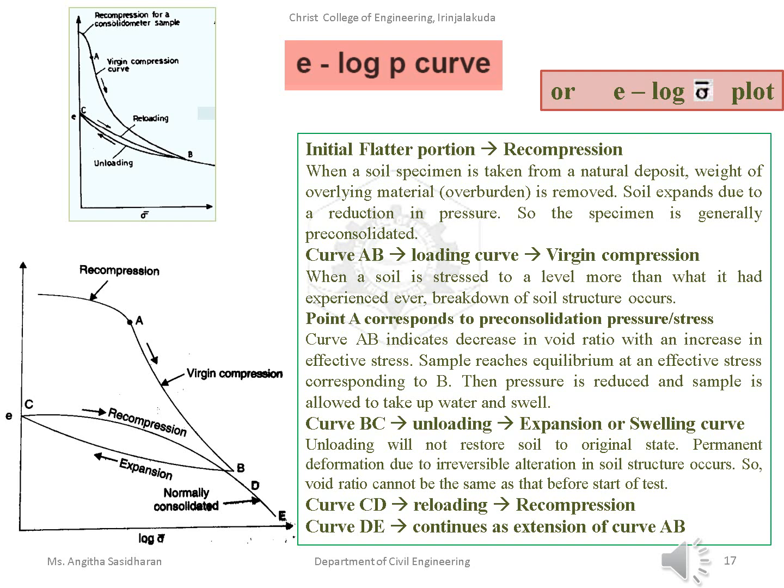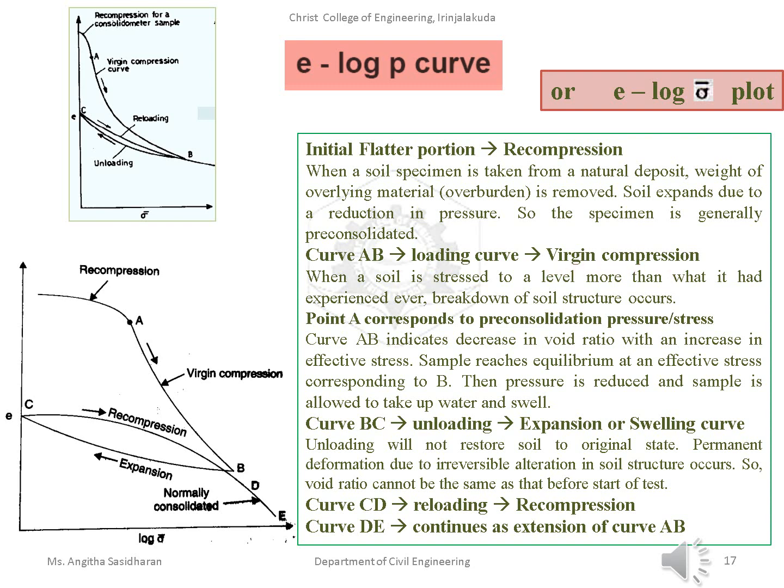So again, if you are loading it in a consolidation test, then some part of the load or some part of the effective stress will be representing the recompression. It is equal to the recompression of the specimen. Then the real consolidation will be starting from A. So what is curve AB? That is the loading curve. Loading curve, it is corresponding to virgin compression.